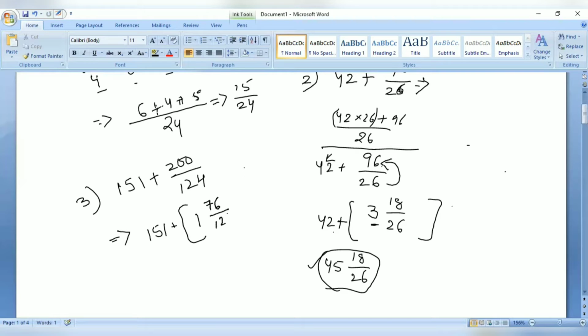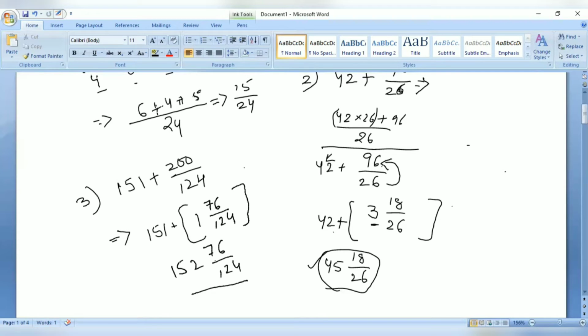76 by 124. This is the mixed fraction of this. Now add this 1 to 151. This becomes 152. Maintain the remaining fraction as it is. So this is the value, 152, 76 by 124.